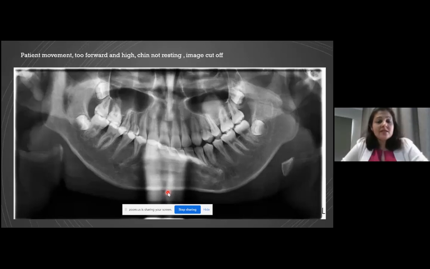In this case, what has happened is the patient has moved. This movement happens. That's why you see that there is a big line diagonally. Also, the neck is moved forward and high up. The condyles have got cut. The patient's chin is not resting on the chin plate, and the patient has not bitten properly on the bite block. So that's why this image definitely needs to be repeated. You have a whole area in the mandibular anterior which cannot be diagnosed properly.